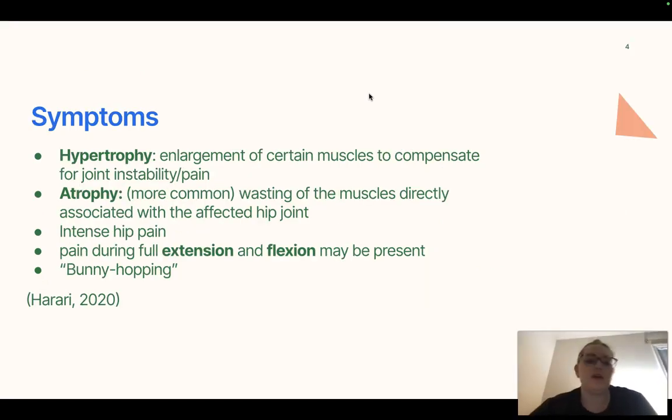So some symptoms here, hypertrophy, which is the enlargement of certain muscles to compensate for the joint instability and the pain, and atrophy, which is more common, which is the wasting of the muscles directly associated with the affected hip joint. There's intense hip pain, and there's pain during full extension and flexion, which may be present. And dogs will also do something called bunny hopping, basically just moving both their hind legs at the same time, creating a bunny hop type of movement.